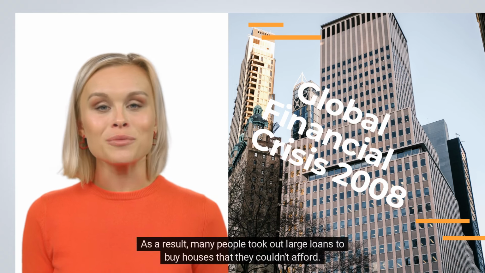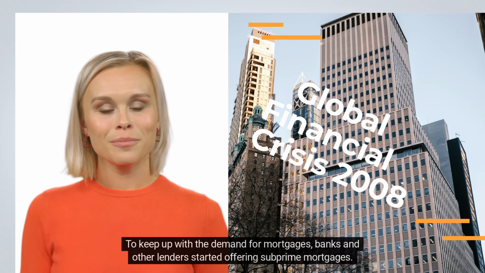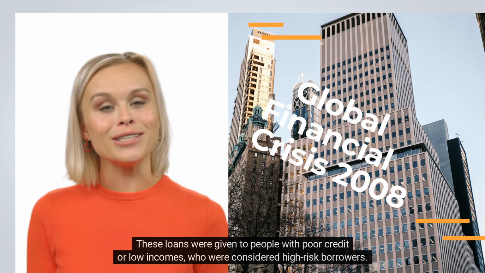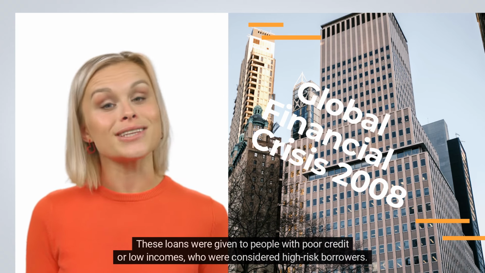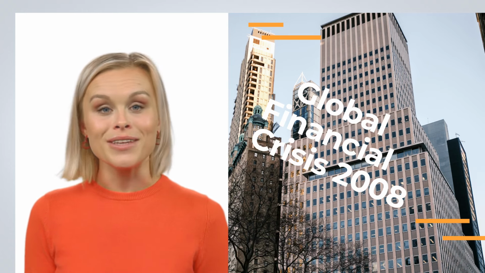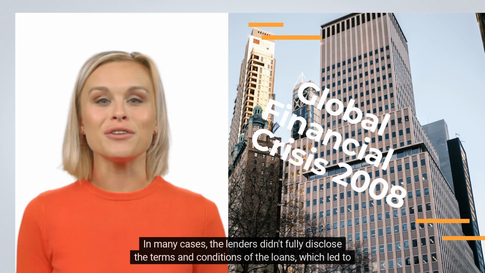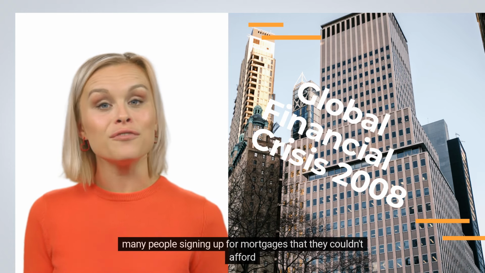This led to a surge in demand for housing, which caused prices to rise rapidly. As a result, many people took out large loans to buy houses that they couldn't afford. To keep up with the demand for mortgages, banks and other lenders started offering subprime mortgages. These loans were given to people with poor credit or low incomes, who were considered high-risk borrowers. In many cases, the lenders didn't fully disclose the terms and conditions of the loans, which led to many people signing up for mortgages that they couldn't afford.